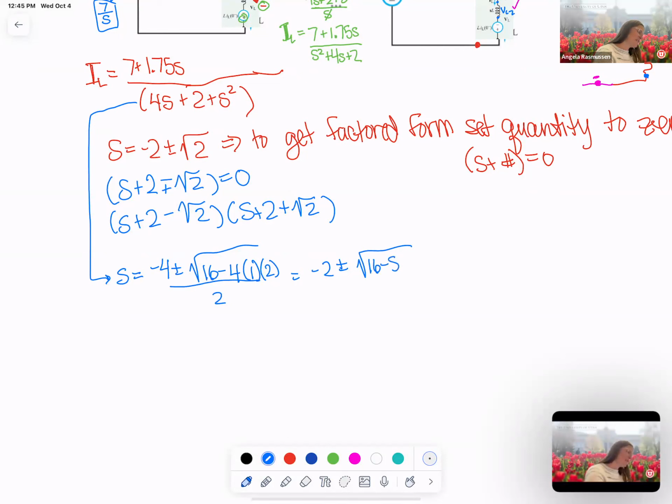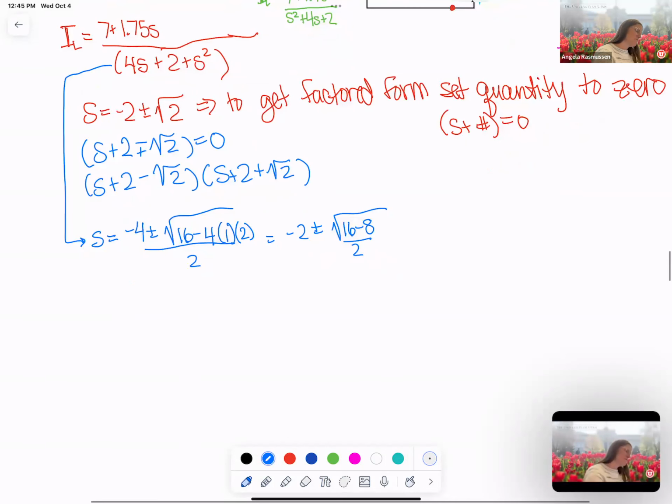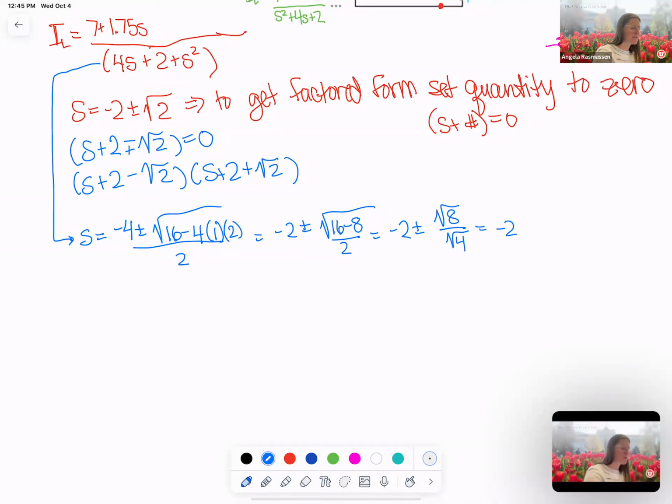So it's 16 minus 8 divided by 2. So minus square root of 8. This can also be written as the square root of 4 times 8 over square root of 4, and that's where it's easier to see that it's square root of 2, 8 over 4. But you're fine to write it as the square root of 8 over 2. It ends up being the same number. Does that make sense? Okay, so that was where that came from.